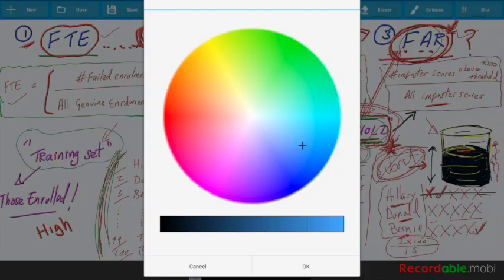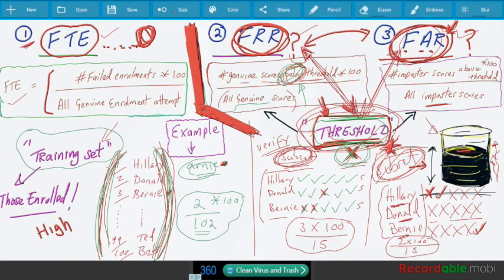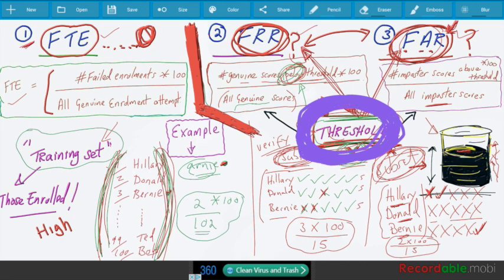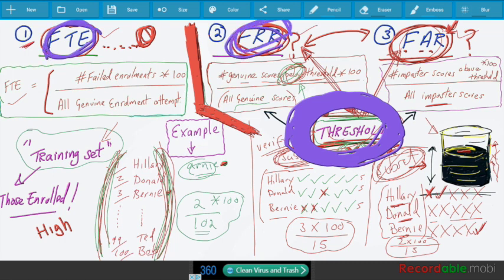Okay, let me just put this in big, bold highlights here. This threshold thing is chosen before you do anything. Before you begin your 3 experiments for FTE, for FRR and FAR, you should just dabble with the tool. It doesn't matter what tool you use. The tool is irrelevant to this particular discussion. The biometric is irrelevant too. If it's fingerprint, face, iris, voice, gait, DNA, it doesn't really matter. The threshold has to be set before you perform your experiment for FTE, for FRR, and for FAR.